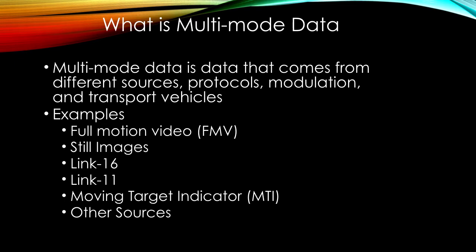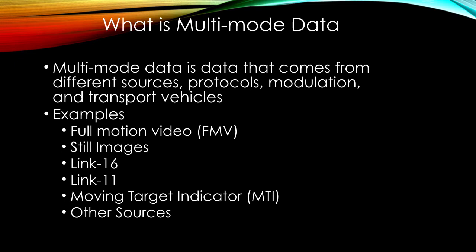Link 16 is a much more secure and robust network. It uses spread spectrum frequency hopping to kind of hide the signal, and it also uses different types of encryption, which we'll talk about later.